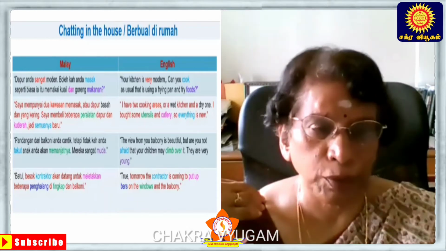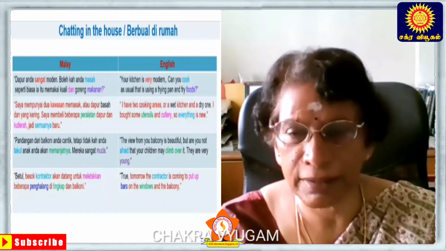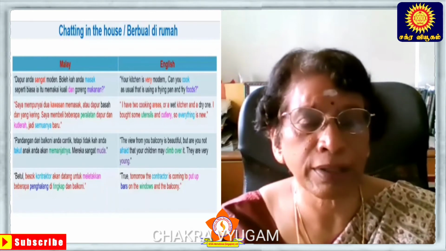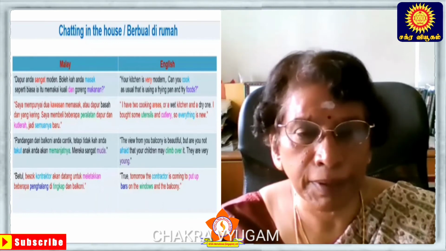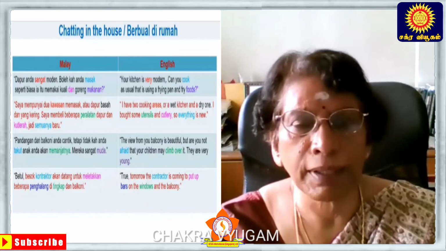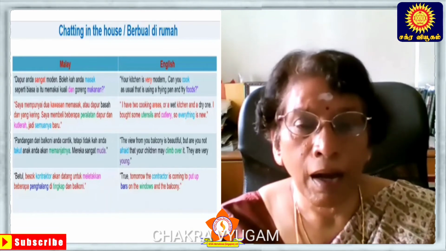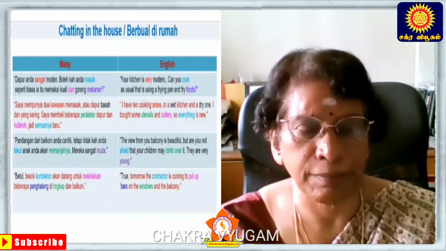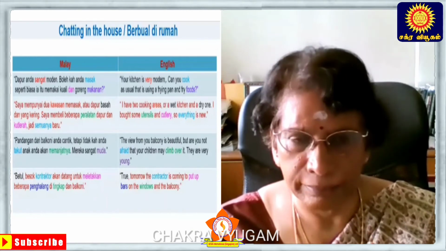True, all right, betul, true. Besok, tomorrow, contractor is contractor in English, same word. Meletakkan, coming to put up. Meletak, letak is to put. Meletakkan beberapa, a number of bars. Penghalang is bars. At the window, tingkap, and the balcony. Okay.